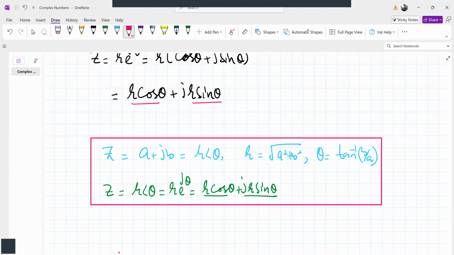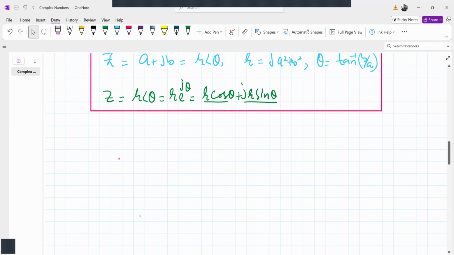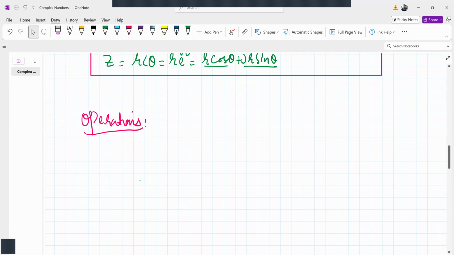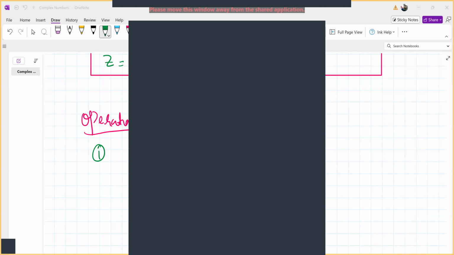Okay. Next, let's learn the basic operations in complex algebra, and what are the different operations that we perform on these complex numbers. So first, let's talk about the operations. And the first operation that we'll talk about is the conjugate of a complex number.